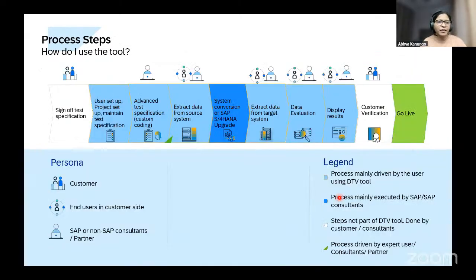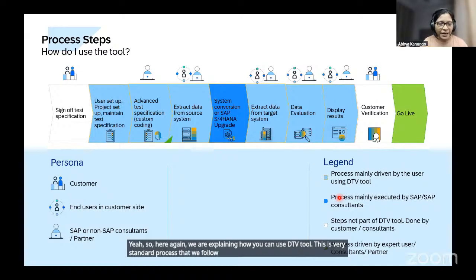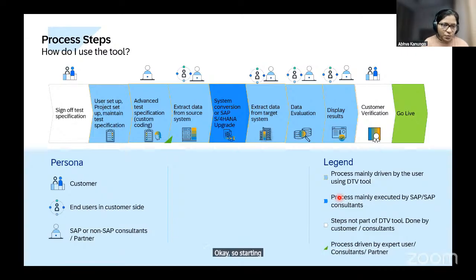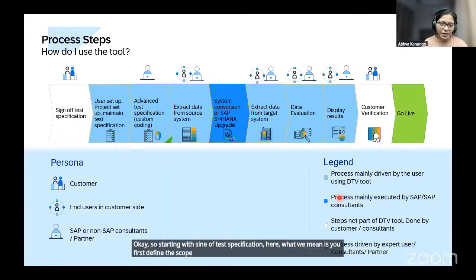Here again, we are explaining how you can use the DTV tool. This is a very standard process that we follow for each and every scenario. The previous slide was specifically about the lean SDT scenario, but here we are explaining how DTV in general can be used. Starting with signing off the test specification, what we mean is you first define the scope: what are the SAP reports, transactions, and customer Z reports you would like to validate. So you sign off the test specification.